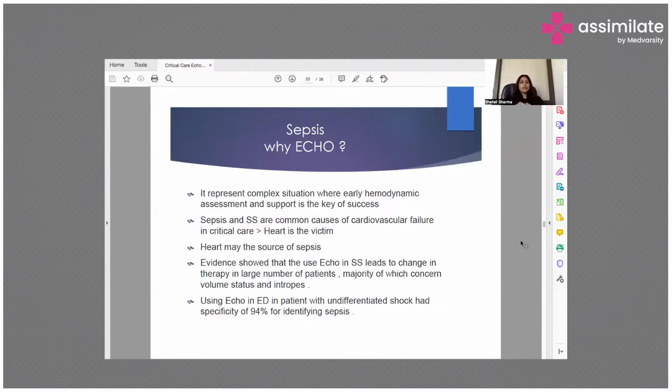Evidence showed that the use of echo in septic shock led to a change in therapy in a large number of patients, the majority of which concerned volume status and inotropes. Using echo in the emergency department in patients with undifferentiated shock had a specificity of 94% for identifying sepsis.